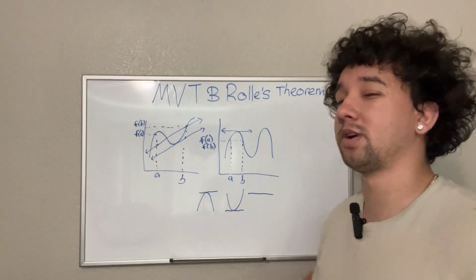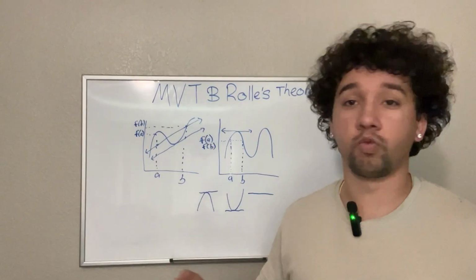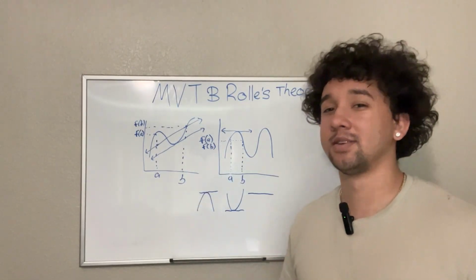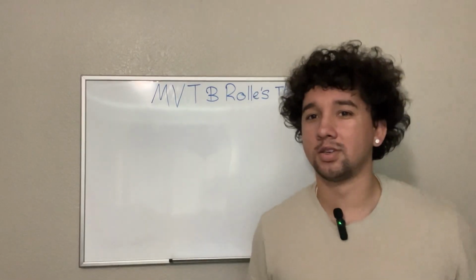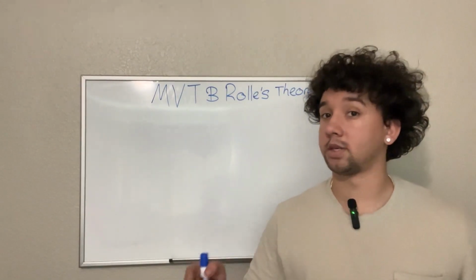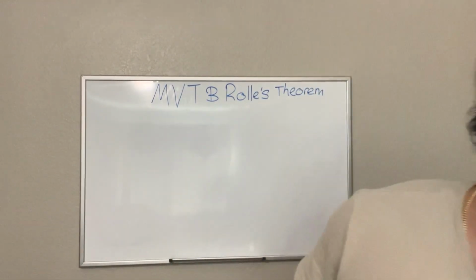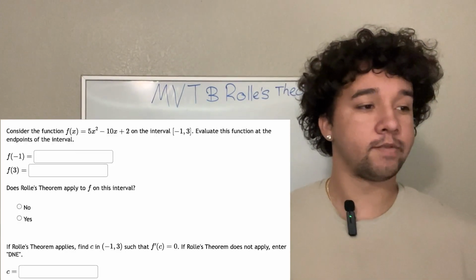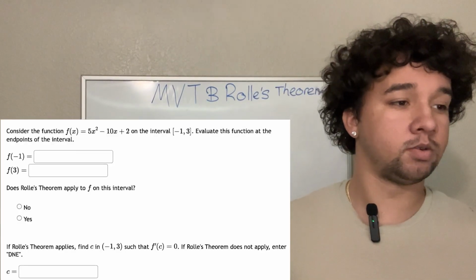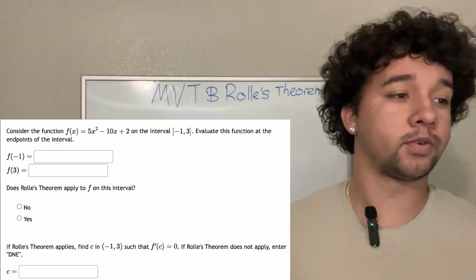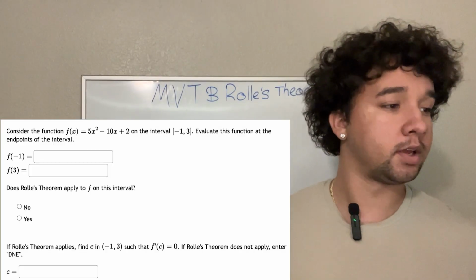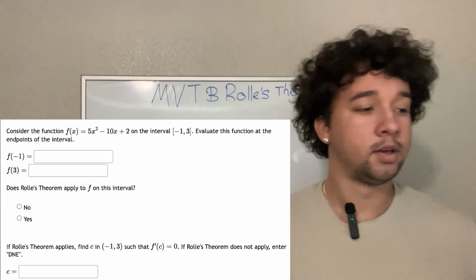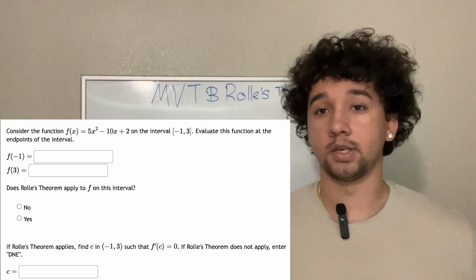And now let's give you a couple of examples of actual real world questions that you might have on a test based on both of these. Let's get to it. All right, so first question we're going to do today is actually based on Rolle's theorem, and it reads something like this. It says, consider the function f of x equals 5x squared minus 10x plus 2 on interval -1 to 3. Evaluate this function, and then does Rolle's theorem apply? If it applies, give the c value where f prime of c is equal to 0.